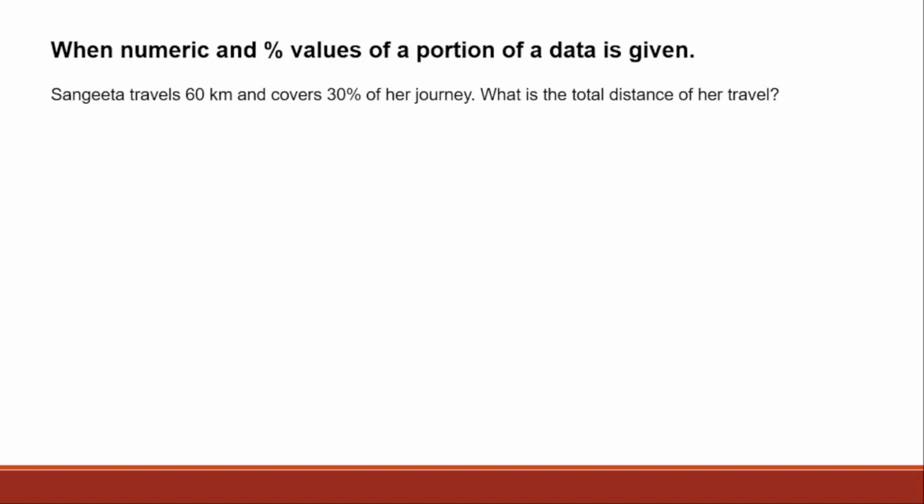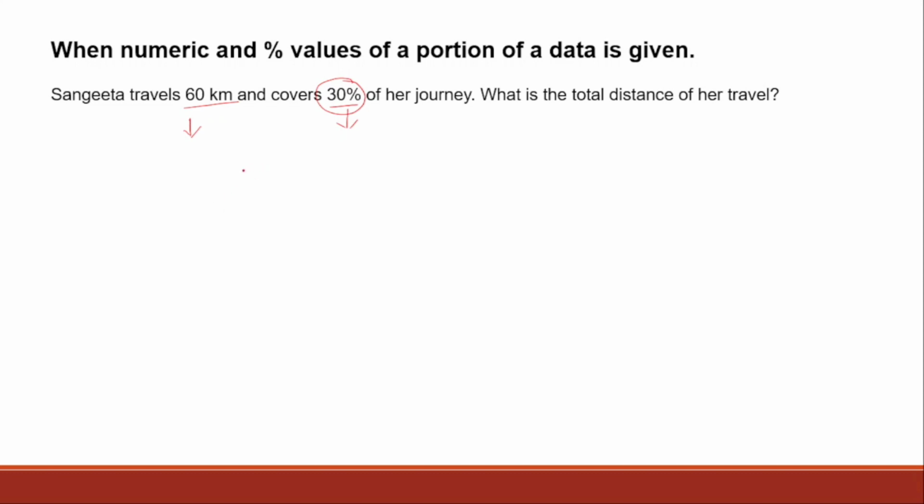It says Sangeeta travels 60 kilometers. So this is the numerical data, okay, and covers 30% of a journey. What is the total distance of the travel? The question is very simple: Sangeeta has traveled 60 kilometers, which is actually 30% of the total journey.